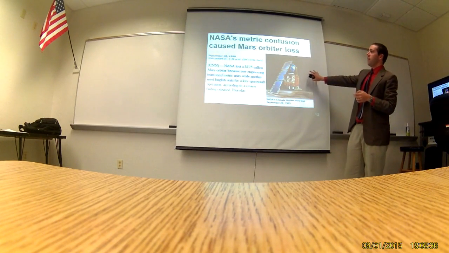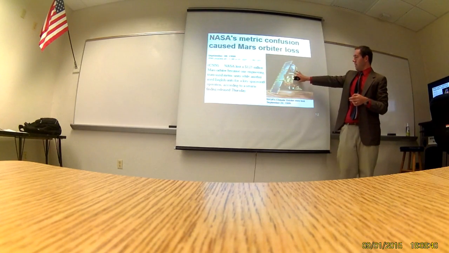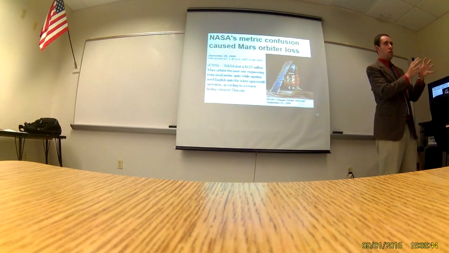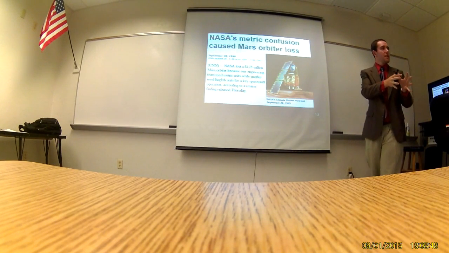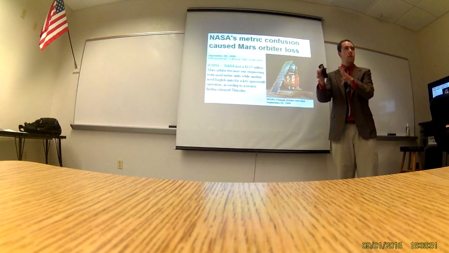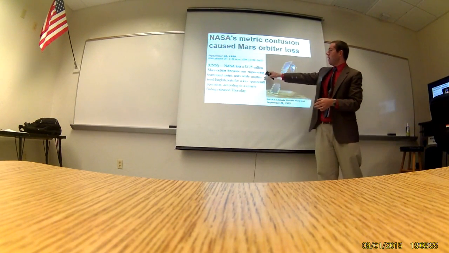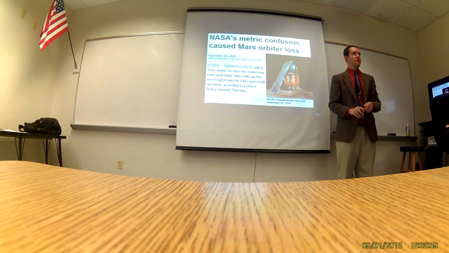And a perfect example of this happened when NASA tried to send this orbiter to Mars. One team used inches and miles and things like that. Another team used meters and kilometers, and they launched a $125 million Mars orbiter basically in the wrong direction. Okay?